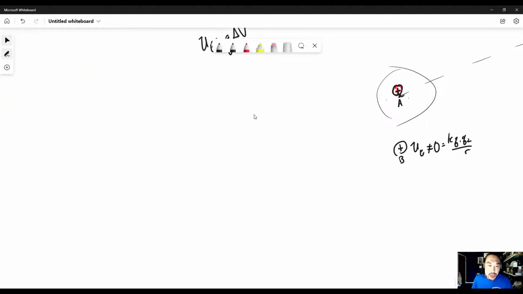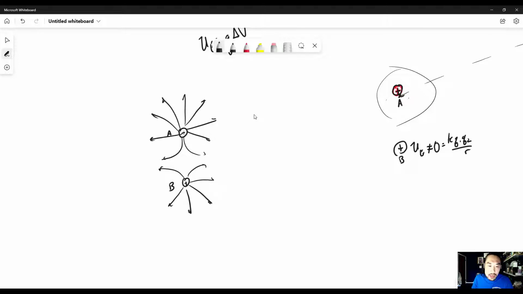This is a little side sketch of what's happening here. So here we have charge A and we have charge B. What we currently have are two charges, and both of them have E fields. If I were to just do a quick little E field sketch, it will look something like this. Within this region of space, we have E fields.